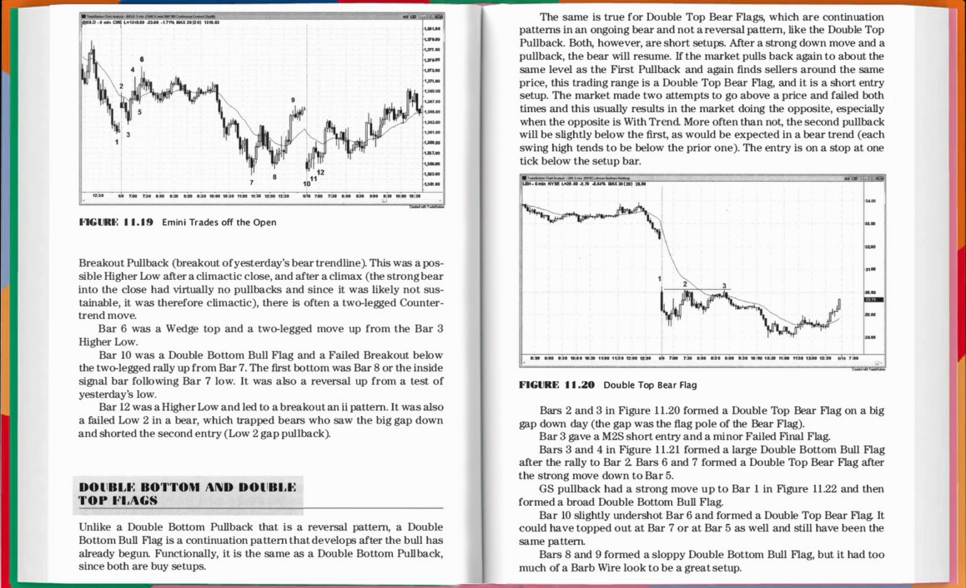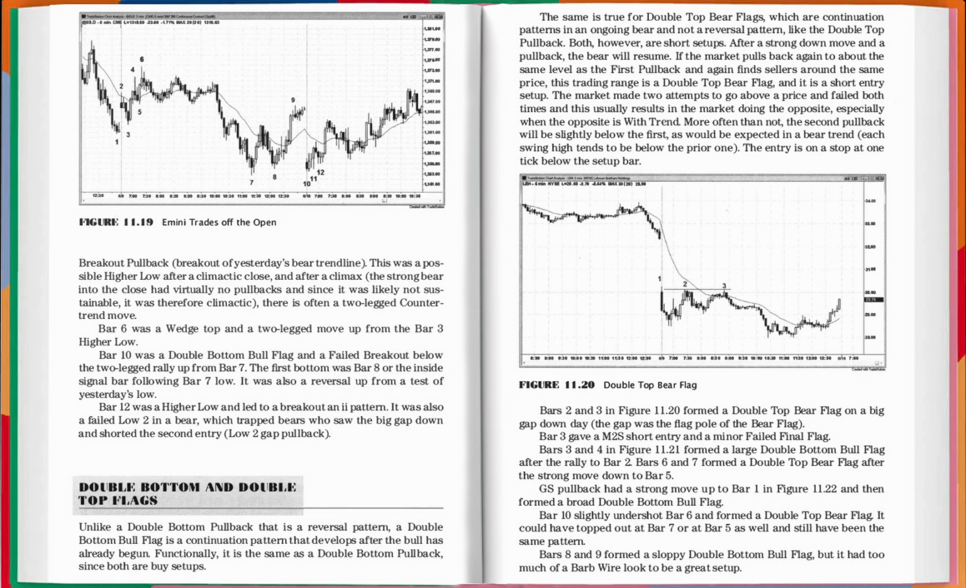After a strong down move and a pullback, the bear will resume. If the market pulls back again to about the same level as the first pullback and again finds sellers around the same price, this trading range is a double top bear flag, and it is a short entry setup. The market made 2 attempts to go above a price and failed both times, and this usually results in the market doing the opposite, especially when the opposite is with trend.